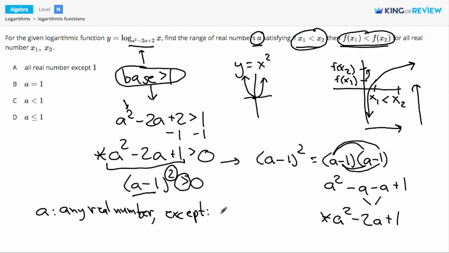So we don't want a minus 1 to equal 0, and if we add 1 to both sides, that tells us we don't want a equal to 1. So a can be any number except 1, because if a were 1, we would get 0 for this equation, and we want it to be greater than 0, not equal to 0. So that gives us an answer choice of a, any real number except for 1.